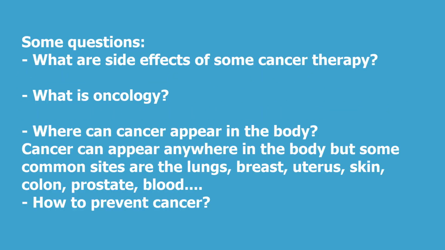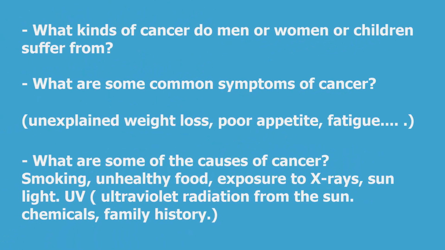Some questions. What are side effects of some cancer therapy? What is oncology? Where can cancer appear in the body? Cancer can appear anywhere in the body, but some common sites are the lungs, breast, uterus, skin, colon, prostate, blood. How to prevent cancer. What kinds of cancer do men or women or children suffer from? What are some common symptoms of cancer? Unexplained weight loss, poor appetite, fatigue.